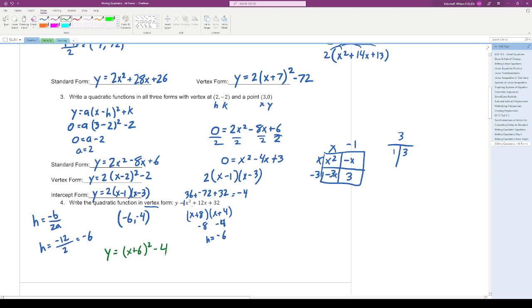So I did more work there than was necessary, so to focus in on exactly what we needed to do. Step 1, take standard form, use h equals -b over 2a to find the x-coordinate of our vertex. Take that x-coordinate, plug it into standard form to find the y-coordinate, and then use a and the vertex to write our equation.